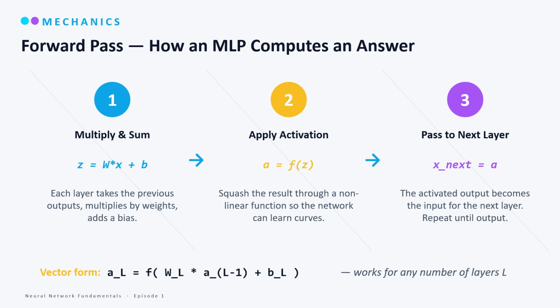Step 3, pass it on. The output of this layer becomes the input for the next layer. Repeat, repeat, repeat until the very last layer spits out an answer. This is how a neural network thinks. It is just this little dance happening millions of times per second.